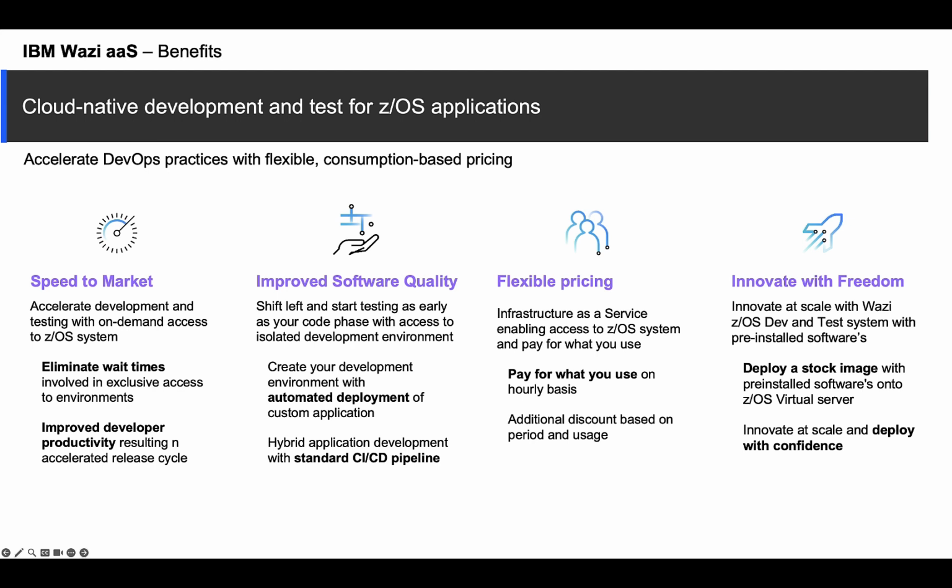Here we see the key value propositions. And we have looked at these already, but the main point here is that it's not about dev and test capacity. This is about application modernization and bringing agility to the development process. You can eliminate wait times related to exclusive access to environments, improve developer productivity and software quality, pay for what you use, so it's an operational expense and not a capital expense. And you can use a custom or stock image and innovate at scale.